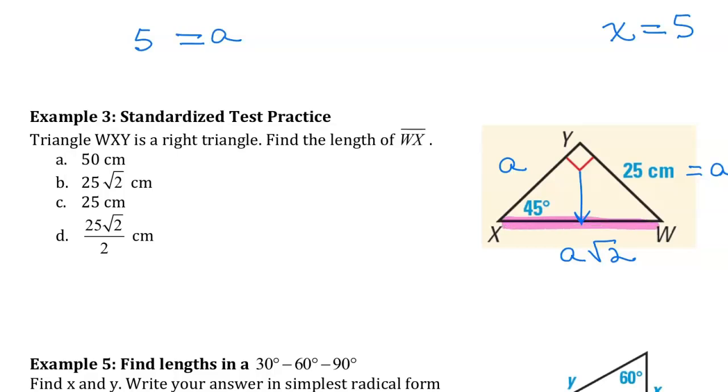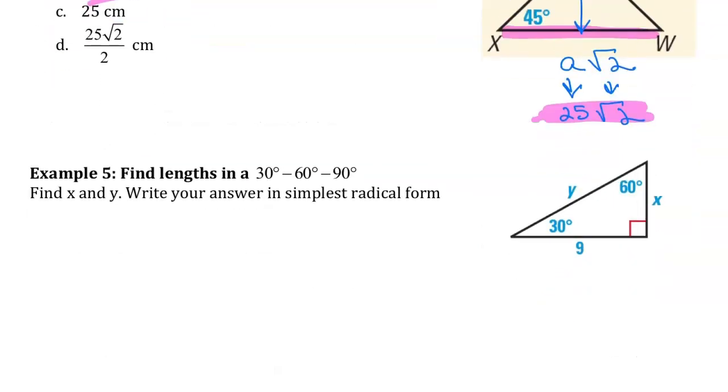What do I know? I know that A is 25 because I recognize the legs are the A sides. So take your A and replace it with 25. Then bring along the root 2, and that will give us the length of the hypotenuse. 25 root 2, the units are centimeters. Here we have it. It's our choice B.